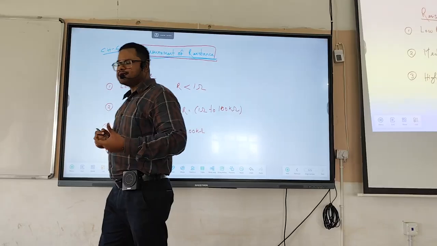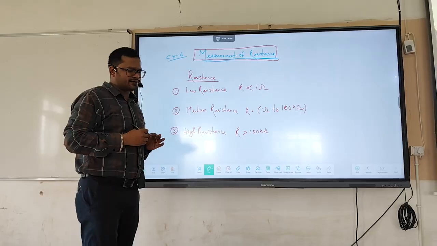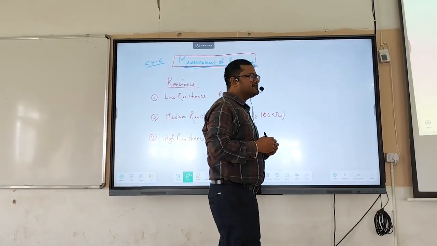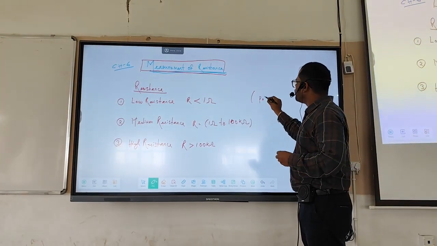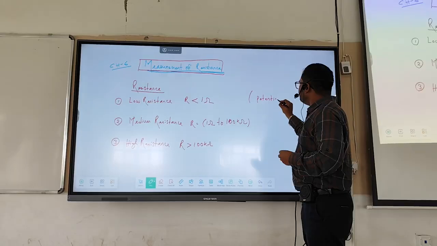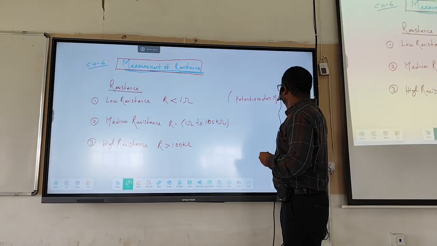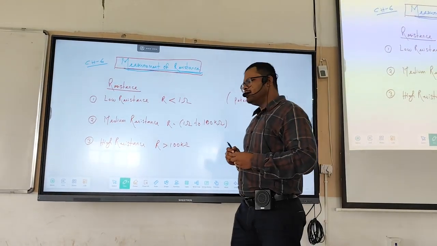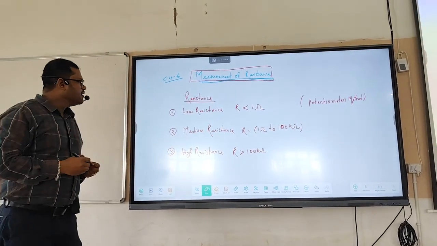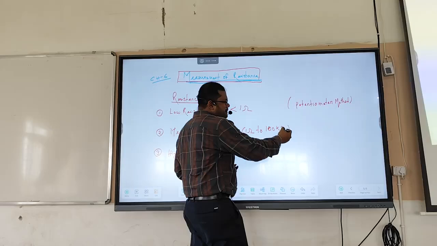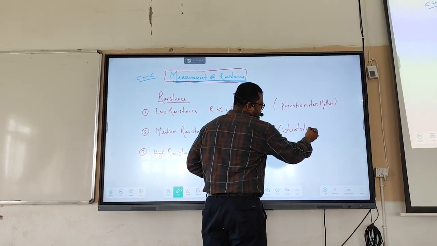So what are the processes? Basically we are going to measure this resistance, so we should know the processes. For measuring low resistance, we are going for the potentiometer method. We know the potentiometer is a very sensitive device, so it is used for measuring low resistance. And for medium resistance, we are going for the bridge method, that is the Wheatstone bridge method.